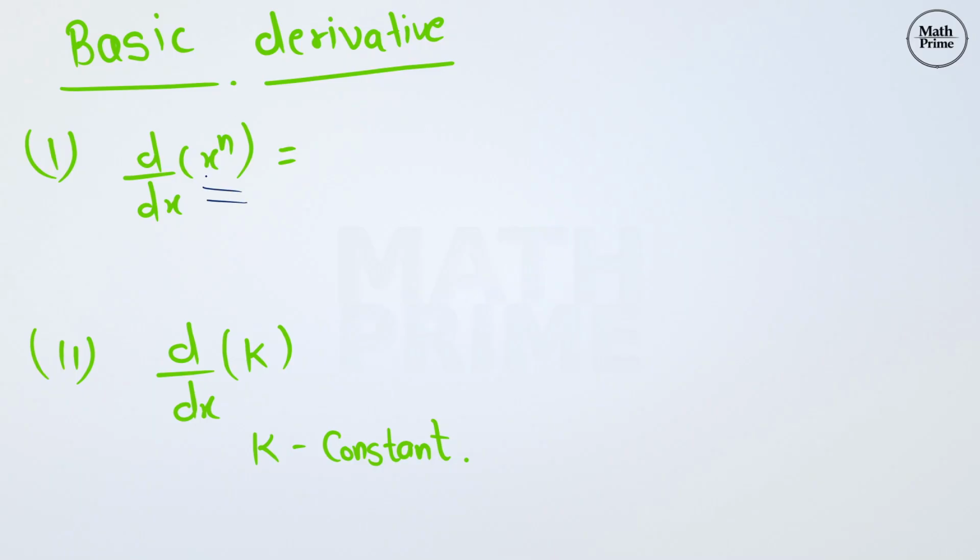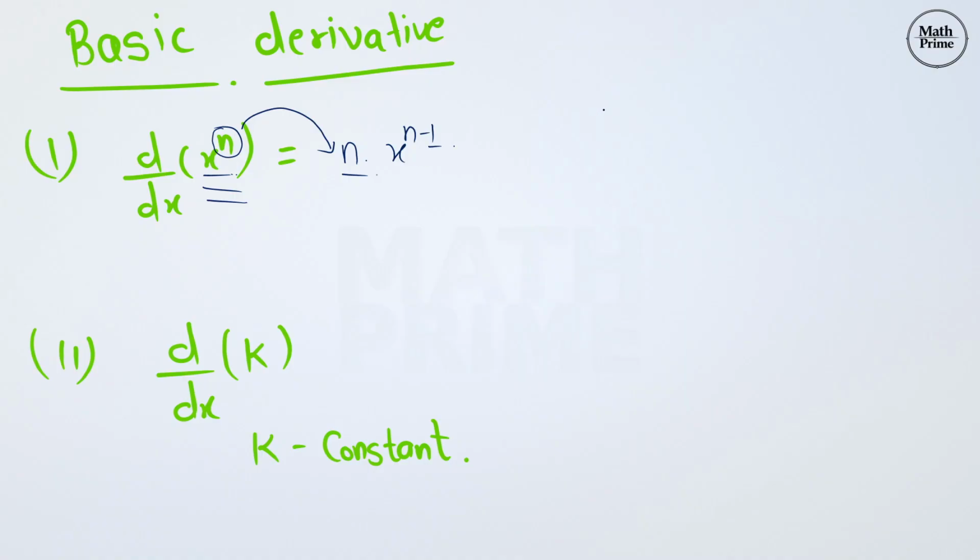When x is a polynomial with any constant coefficient and n is the power, then its derivative is n times x raised to power n minus 1. The power comes forward and 1 is subtracted from the power.